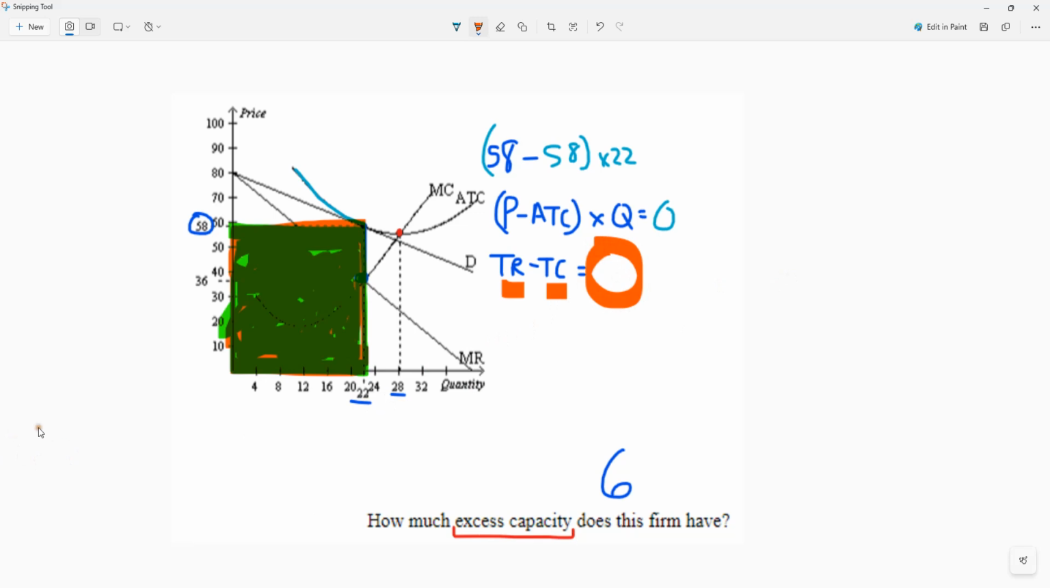And that's how to find the excess capacity, plus a little bit extra on this long run equilibrium.